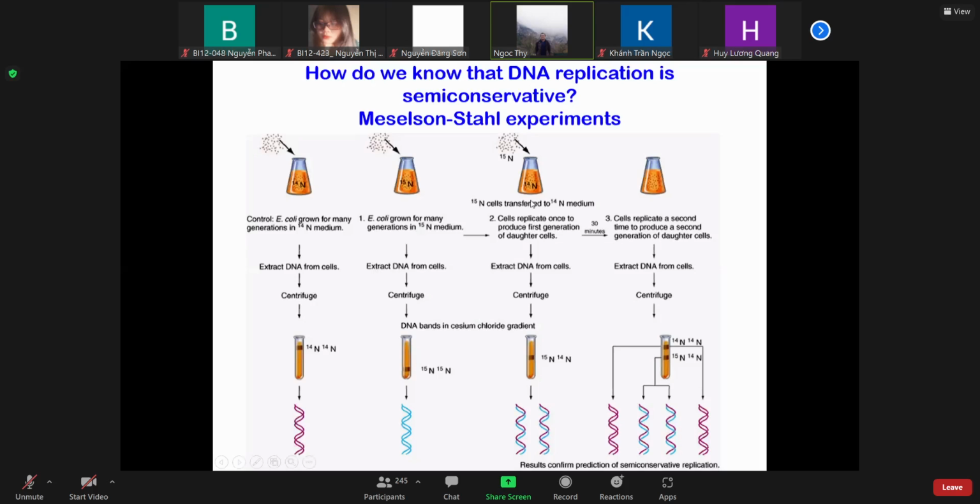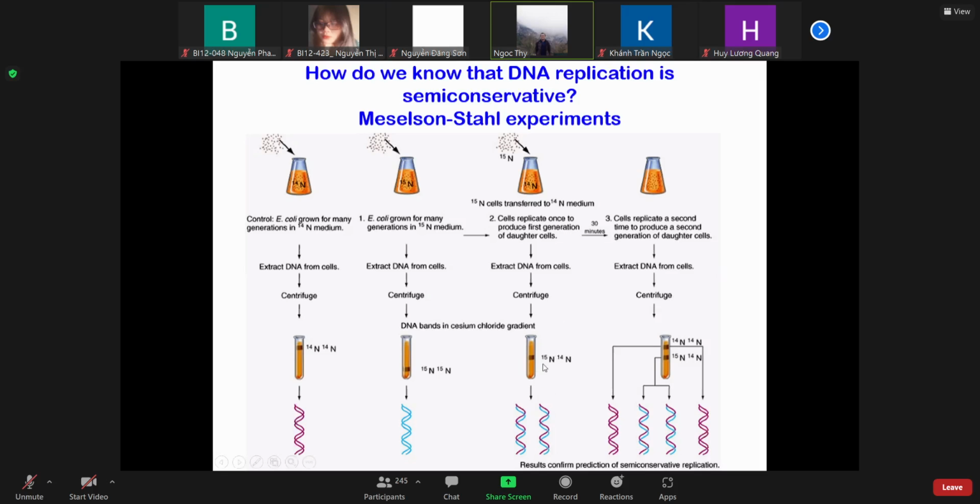After each generation, after each cell division, they extracted the DNA and tried to calculate the density of the DNA molecule. After one generation, they found that there is only one band when they centrifuge. Centrifuge means they put it under centrifugal force, and the molecule with higher density will be in the lower position of the tube.